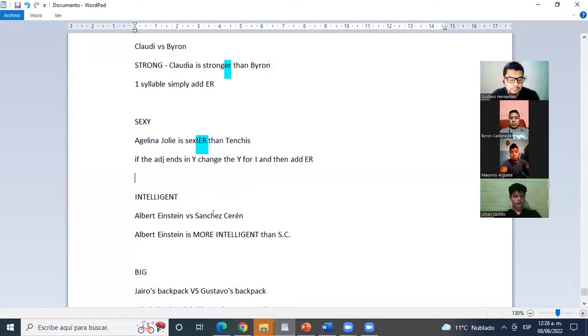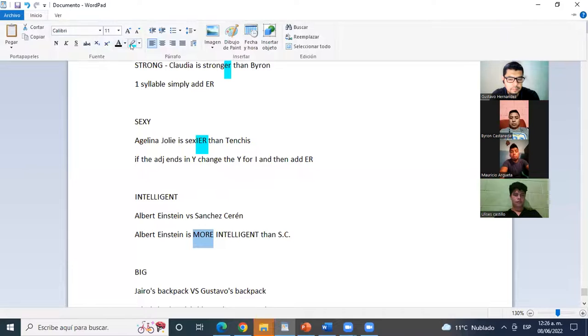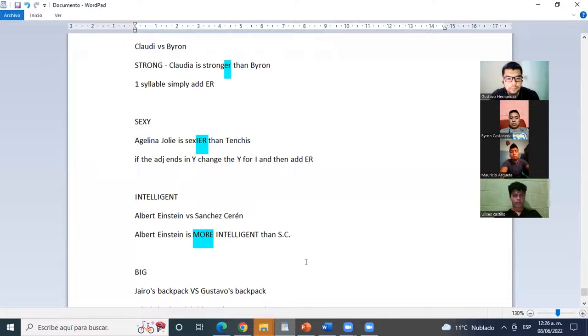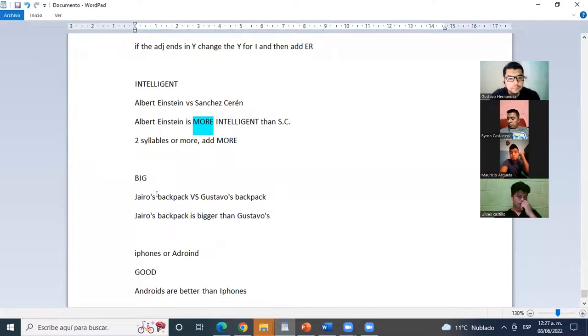And what happened here? ¿Por qué acá no haría E-R y sino que more? Porque tiene más de dos o tres sílabas, pues. Con solo que tenga más de una sílaba ya puede ir con more. Okay, so for two syllables, excepto de los que terminan en Y. Two syllables or more, you have to add more, okay? Ya de dos sílabas en delante se agrega more. Is it clear?